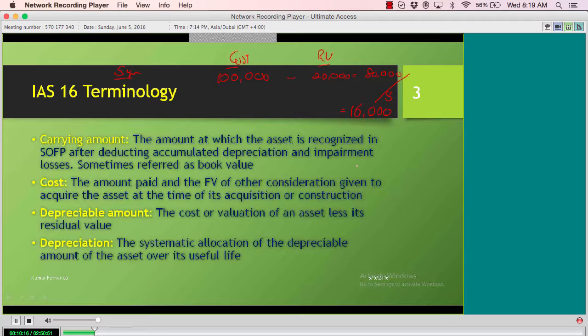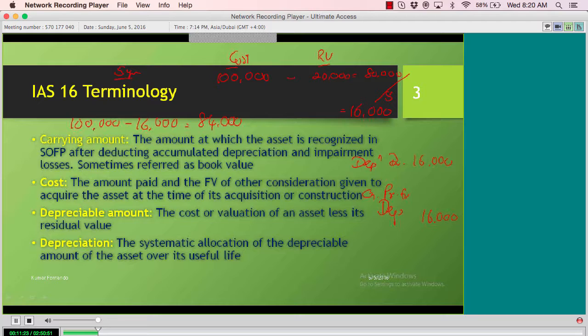What is the entry you will put? Debit depreciation with 16,000, which is an expenditure, which will go to the profit and loss. And credit provision account, 16,000. So at the end of the first year, your cost will be 100,000. You will have a provision for depreciation of 16,000. So your carrying amount is 100,000 minus 16,000. So at the end of the first year, cost minus accumulated depreciation provision. So after 1 year, it is 16,000 gone, 84,000 is the carrying value.